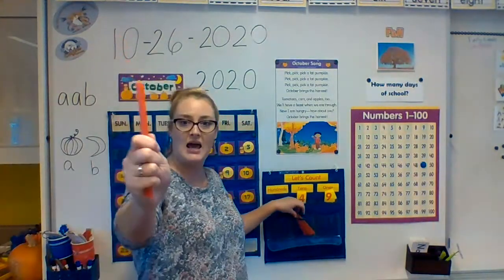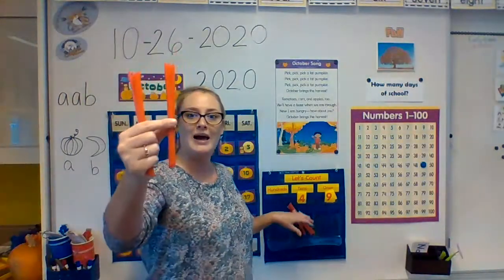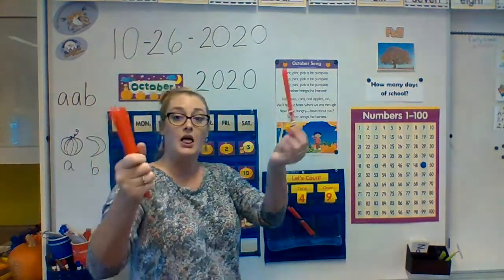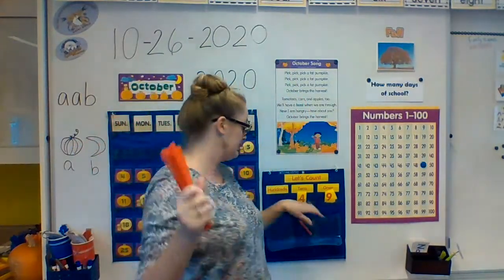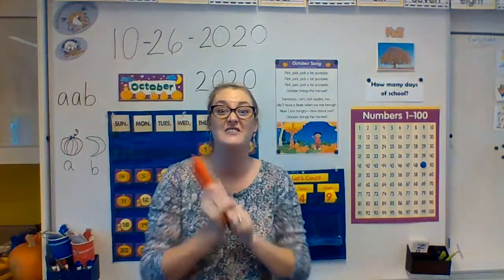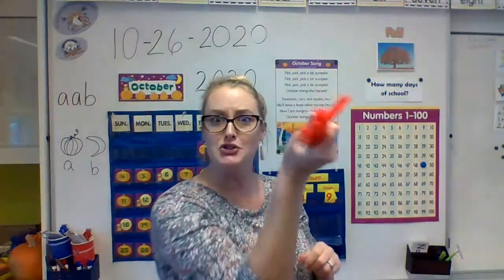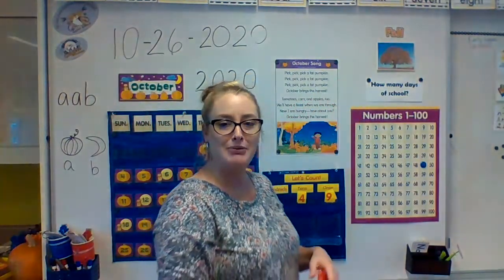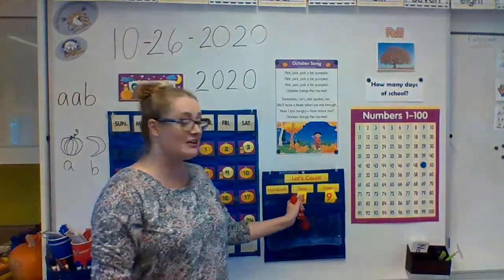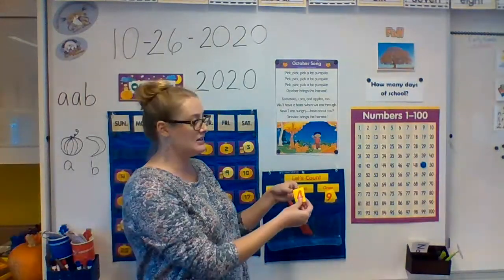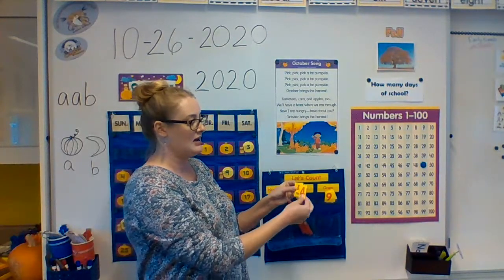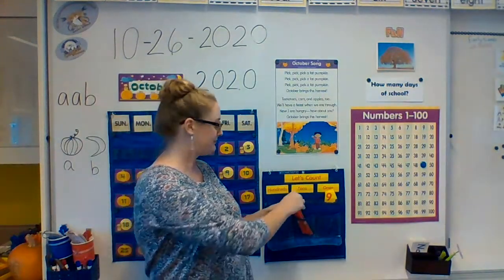Help me count them. 10, 20, 30, 40, 50. That's 50 straws right there because we have been in school 50 school days. So since I added a bundle, I need to change this one to say 5.